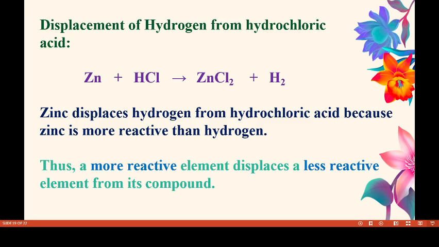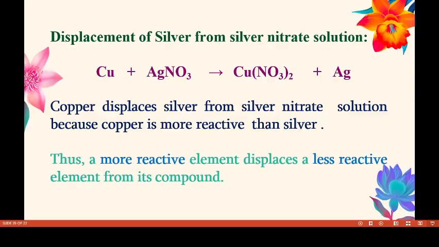Another example is displacement of hydrogen from hydrochloric acid. Here zinc reacts with hydrochloric acid. It gives zinc chloride and removal of hydrogen because zinc is more reactive than hydrogen. We know this very well. So zinc displaces hydrogen from hydrochloric acid because zinc is more reactive than hydrogen. A more reactive element displaces a less reactive element from its compound.